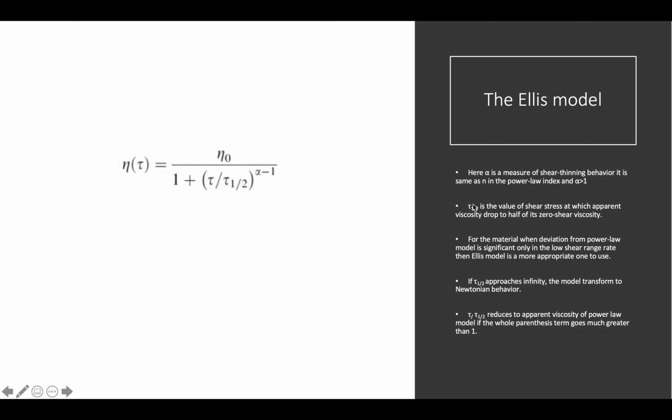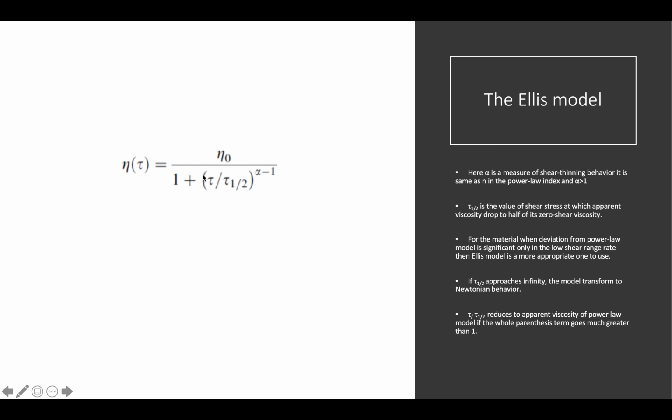Over here, tau half is the value of shear stress at which apparent viscosity drops to half of the zero shear viscosity. And it says for materials where the deviation from the power law model is significant only in the low shear range, that's what I was talking about. The Ellis model is more appropriate to use when we're dealing with low shear stress ranges. And as you can see, if tau half approaches infinity, this model will transform itself into Newtonian behavior, because this whole thing will lead to the same thing as Newtonian behavior tells us.